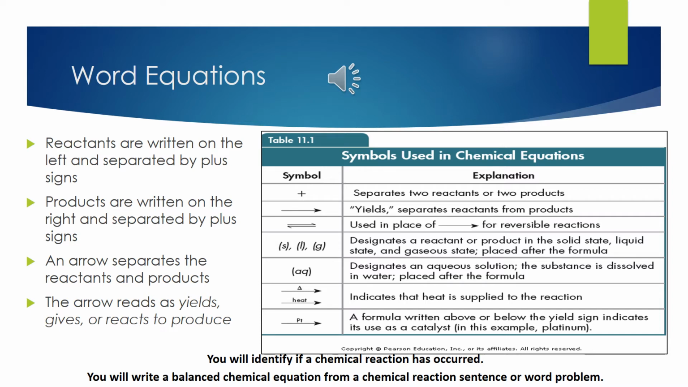The symbols (s), (l), and (g) designate a reactant or product in the solid state, liquid state, and gaseous state, placed after the formula. The (aq) designates an aqueous solution, where the substance is dissolved in water, placed after the formula. The triangle indicates that heat is supplied to the reaction. The formula written above or below the yield sign, Pt, indicates its use as a catalyst, in this example platinum.